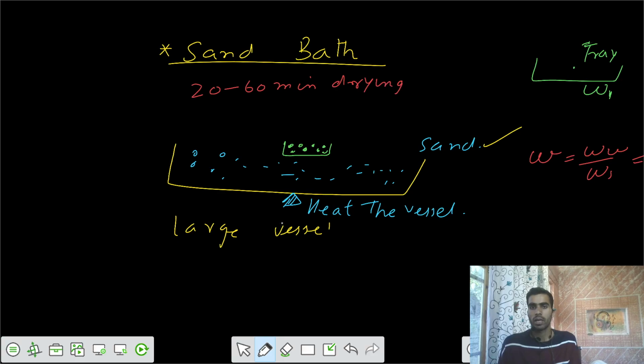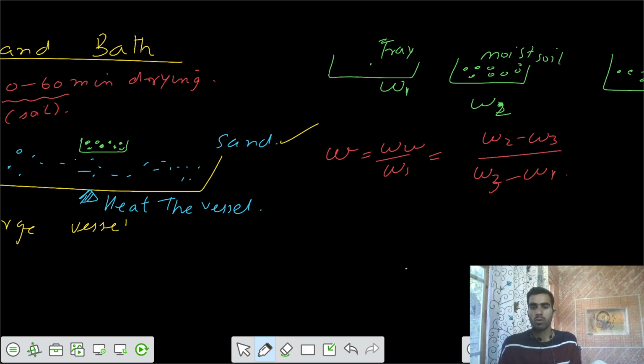That means you are keeping that tray for 20 to 60 minutes on that sand bath. So it depends on this range. It is a function of the soil. Also, we place one more part here that we call a piece of paper.